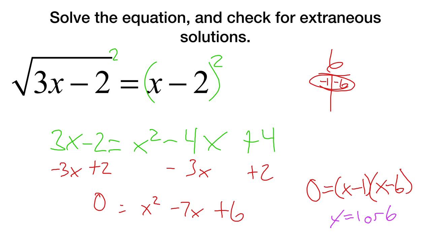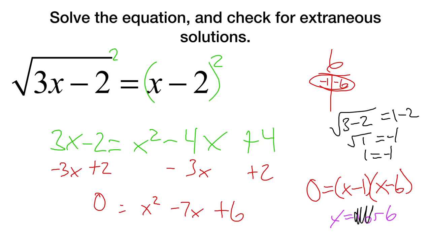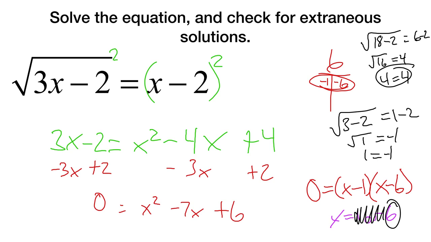Let's plug in our values to see which one is correct. So the square root of 3 minus 2 equals 1 minus 2. So let's see, square root of 1 is negative 1. That means 1 is negative 1. Nope. All right, so now let's try 6. Square root of 18 minus 2 is 16 equals, sorry, I'll actually write this one out a little more. 18 minus 2 equals 6 minus 2. Square root of 16 is 4. 4 is 4. Yep. x equals 6. And that is our answer.